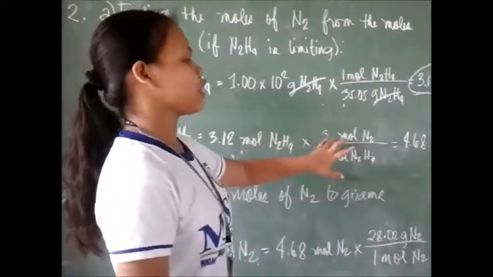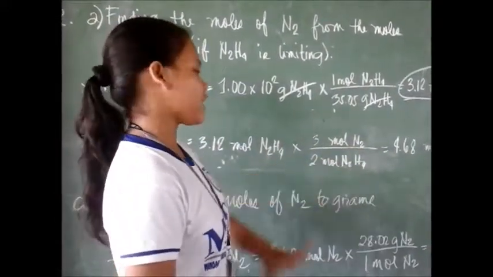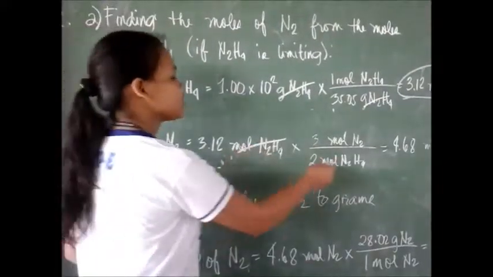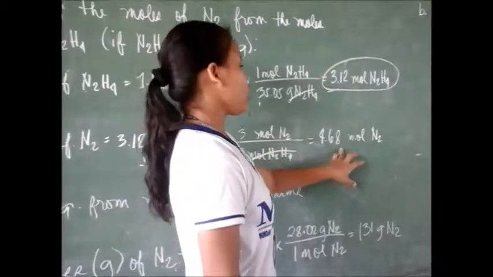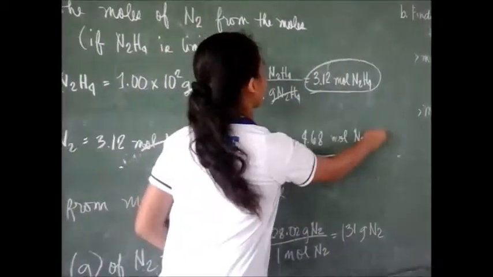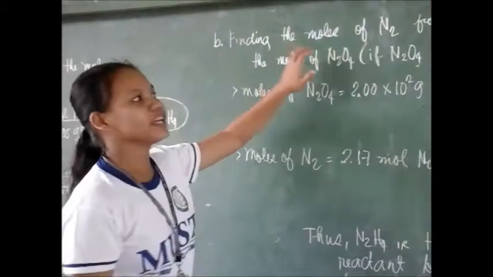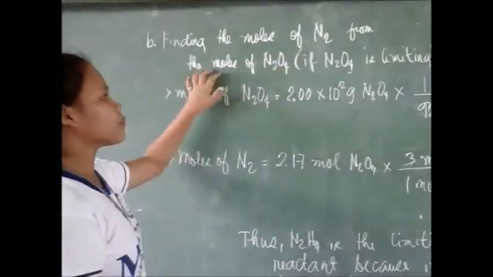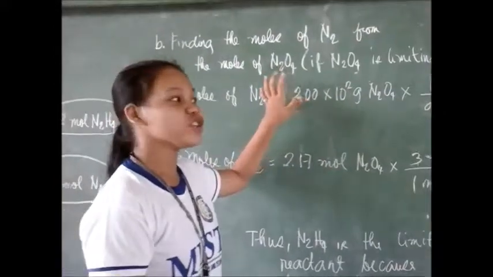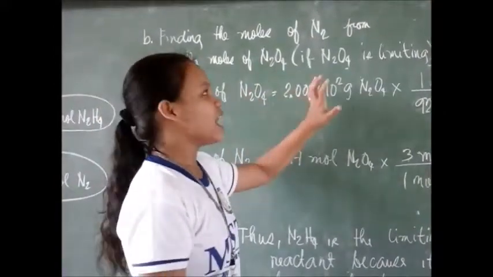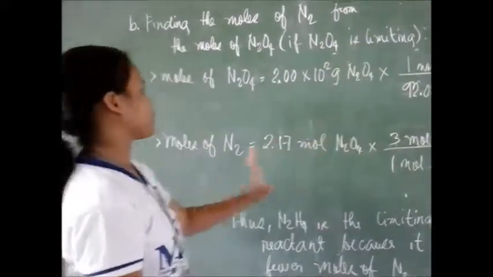And to get the mole of N2 from hydrazine, we need to multiply 3.12 mole of hydrazine by 3 mole of N2 over 2 mole of hydrazine. Mole of hydrazine will be cancelled and the remaining only will be 4.68 mole of N2. We will be finding the moles of N2 from the moles of N2O4 or the dinitrogen tetraoxide if dinitrogen tetraoxide is limiting.